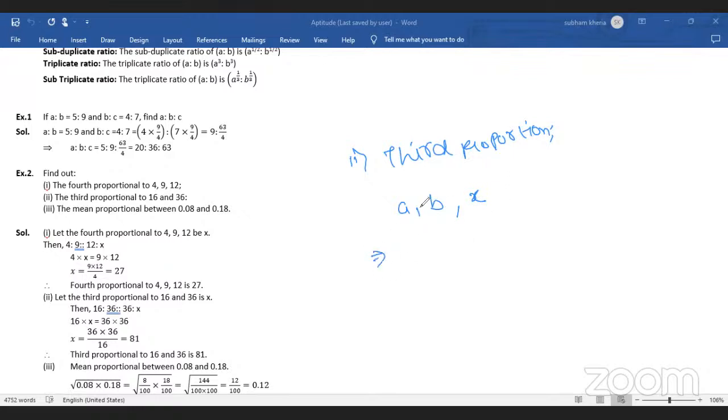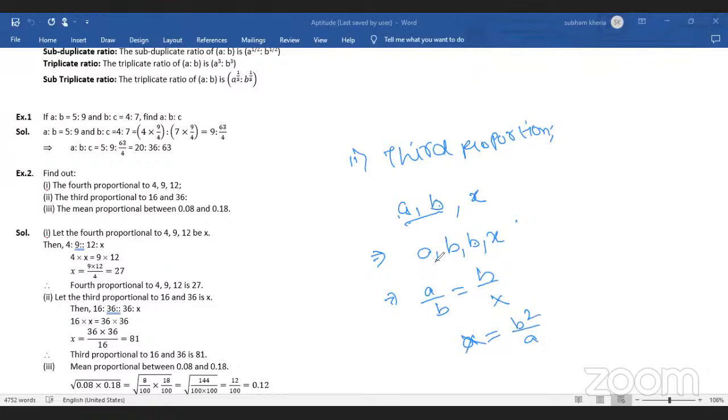In this case, what you do is you repeat the middle term. You write A, comma B, comma B, comma X. Since you already had 2 terms A and B given, you need to find the third term. Let the third term be X. So now we have A, B, and X. We need 4 terms for proportion, so you'll always repeat the middle term: A, B, B, X. What will you write? A by B equals B by X. So X equals B square by A.